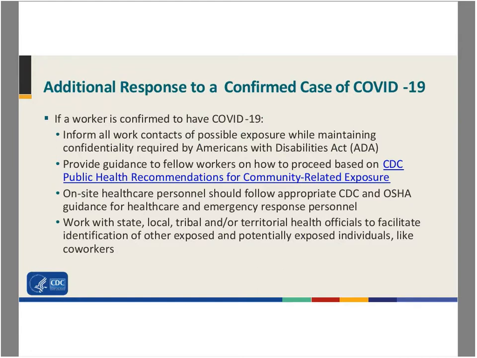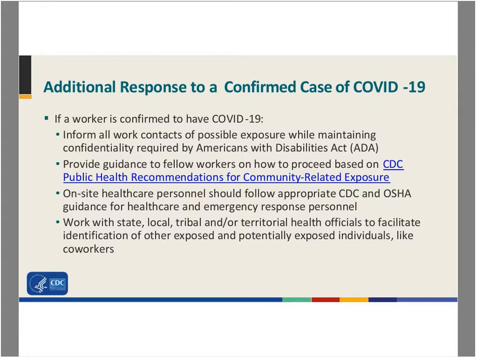Some other things to do if a worker is confirmed to have COVID-19 is to inform all the work contacts of possible exposure while maintaining confidentiality. So let them know that they were possibly exposed at work without naming the person that has become sick. Provide guidance to fellow workers on how to proceed based on CDC public health recommendations for community-related exposure. Follow appropriate CDC and OSHA guidance for healthcare and emergency response personnel if they're being taken care of by healthcare personnel on site.